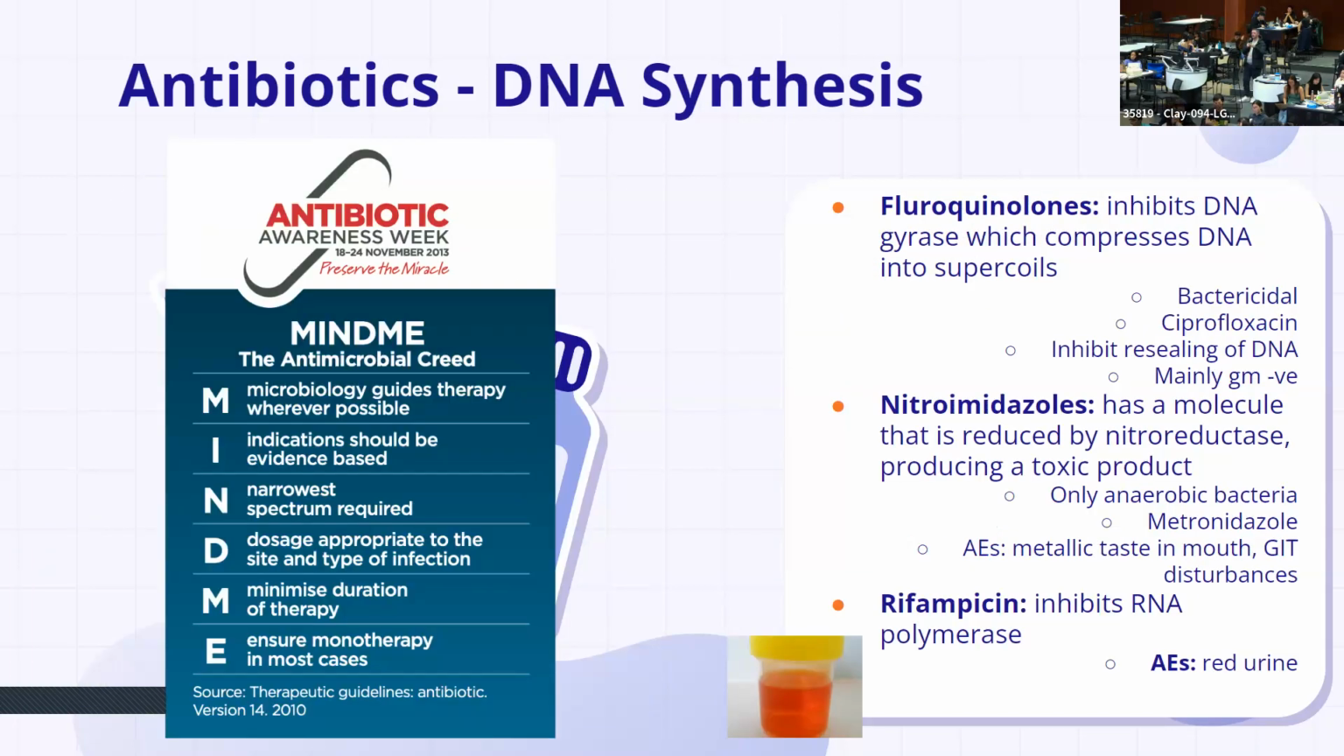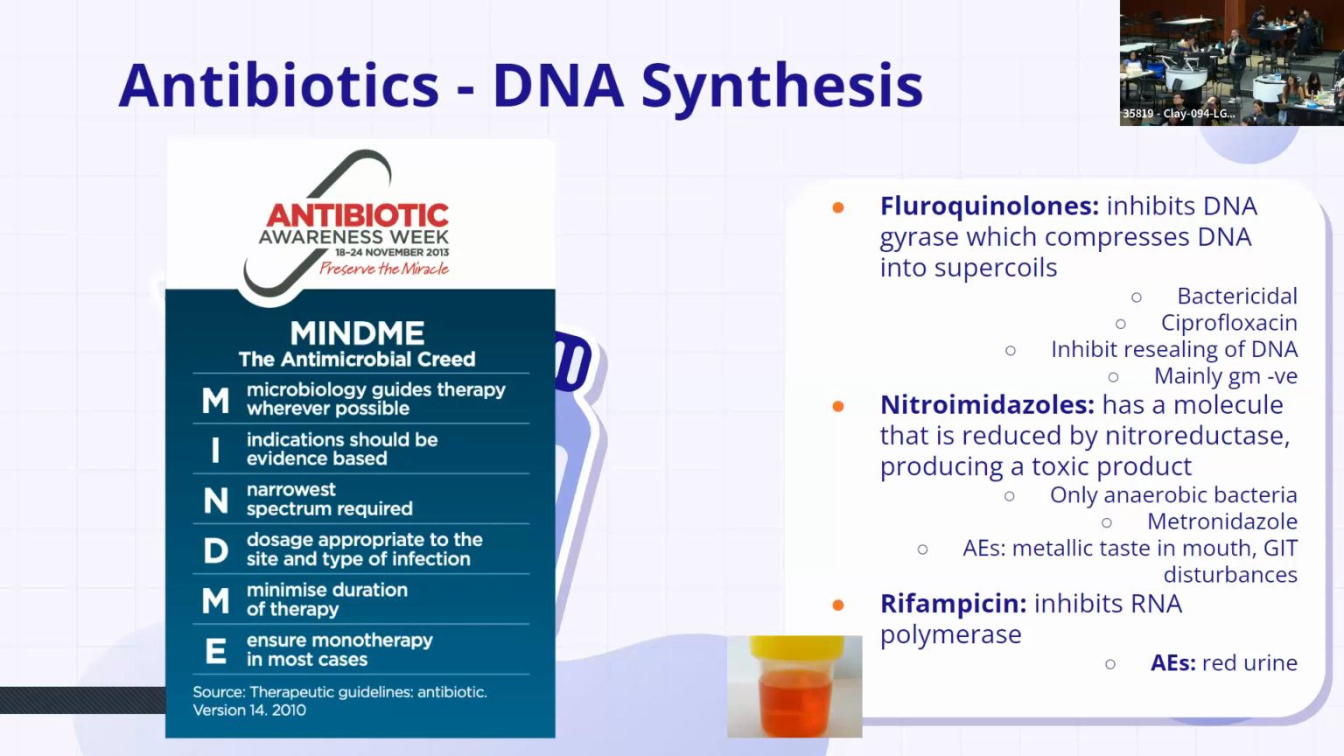So we've got on our right some more drugs. We've got fluoroquinolones, which is ciprofloxacin, and that's inhibiting DNA gyrase. And so these affect mainly gram-negative bacteria. Our nitroimidazoles, so metronidazole is a good example of that drug. It's toxic to DNA production.